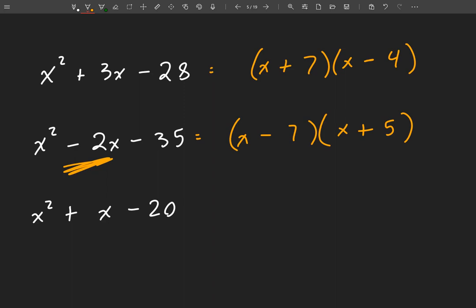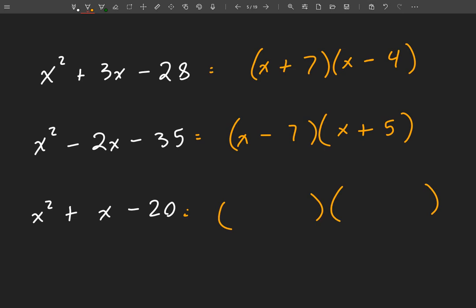Again, you don't have to think that deeply about it if you'd like. If you don't want to, you could think of it as the larger number gets that sign. Or you could just try both of them and see which one works. So you can test and say, okay, I know negative 7 times 5 gives me negative 35, and negative 7 plus 5 gives me negative 2. Just check it, make sure it works. All right, let's do the last one.